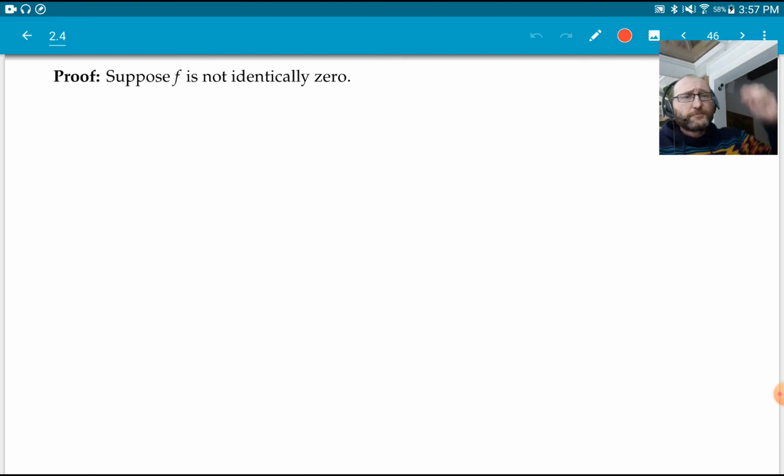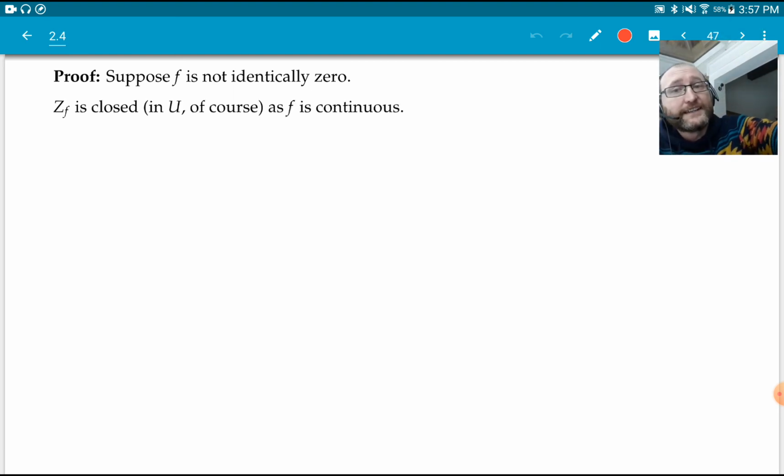All right, so let's prove this. Suppose f is not identically 0. If it's identically 0, we're done, so let's suppose it's not. And we're going to show that all the zeros are isolated. The set of zeros is closed because it's f inverse of 0. f is continuous, so the zero set of a continuous function is always closed.